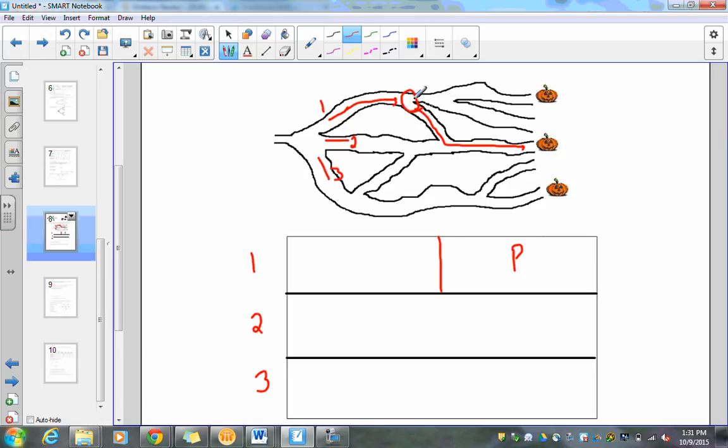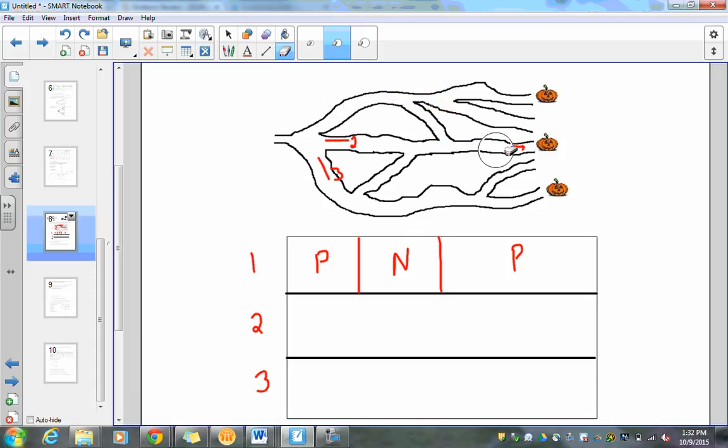Now, let's say I stayed on number 1. If I stayed on path number 1, once again, I hit another fork in the road. So what I'm going to do is this area over here, hopefully you can see my pencil here, I'm going to have to half it again. One area represents pumpkin, the other area does not. So pumpkin, no pumpkin, pumpkin. That was path number 1.